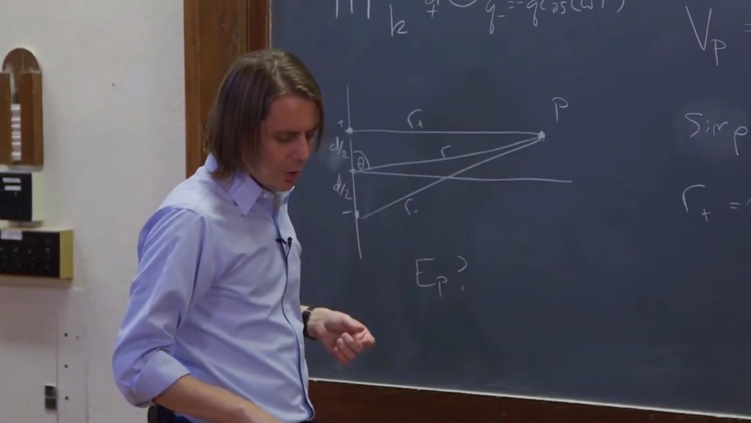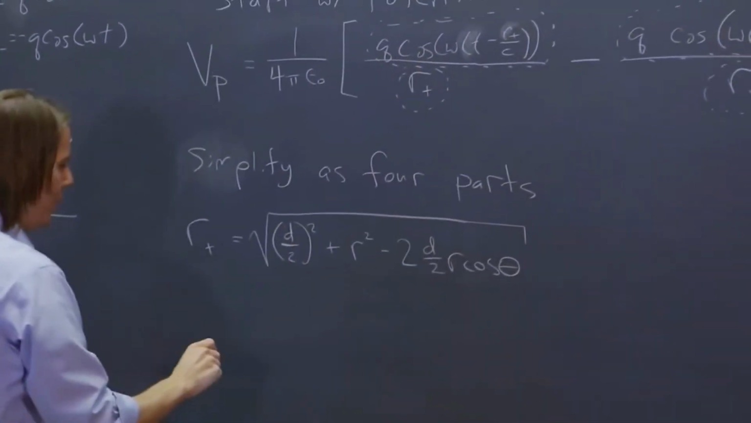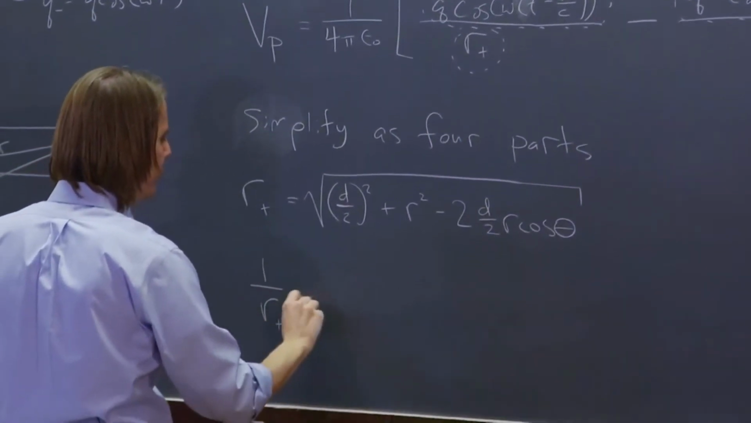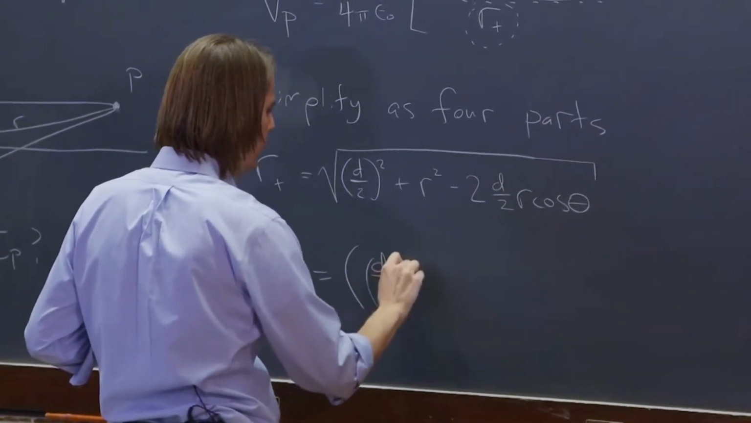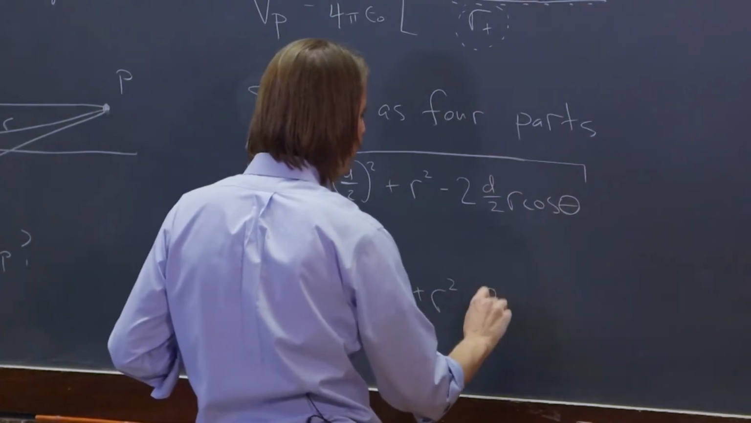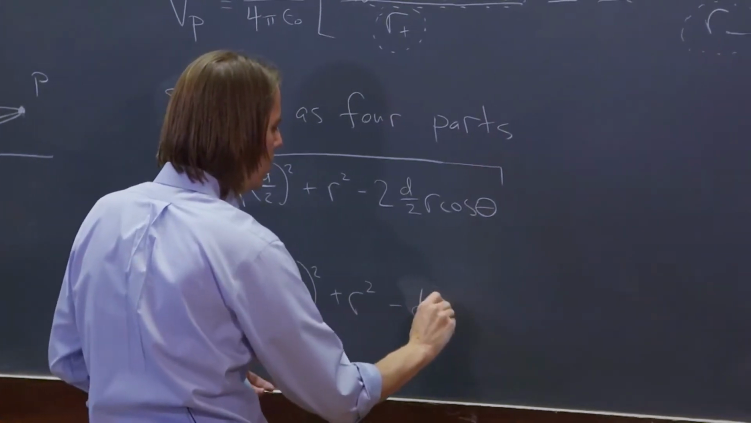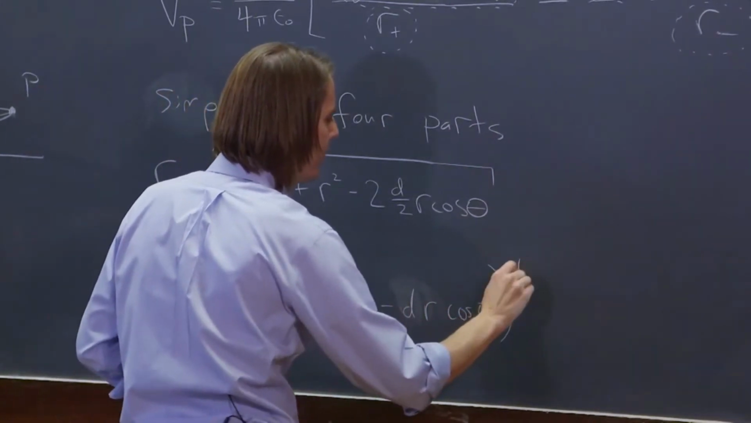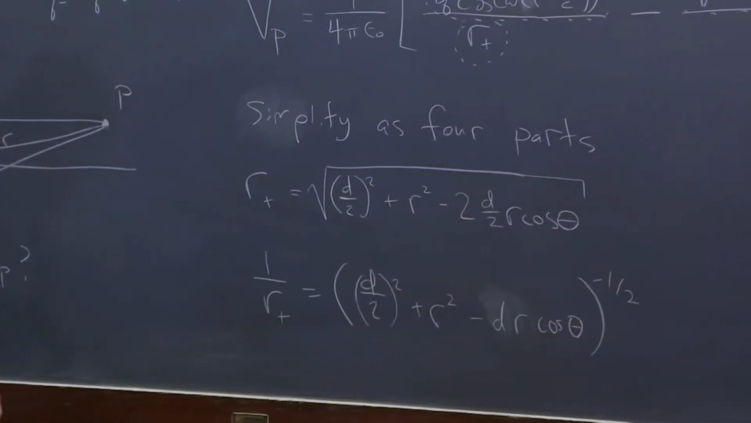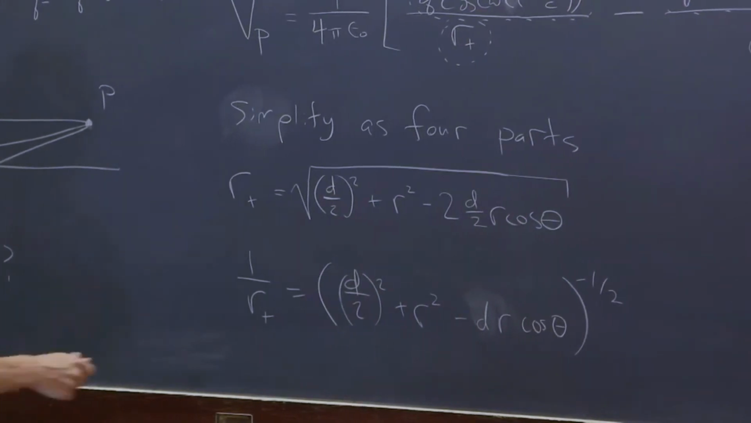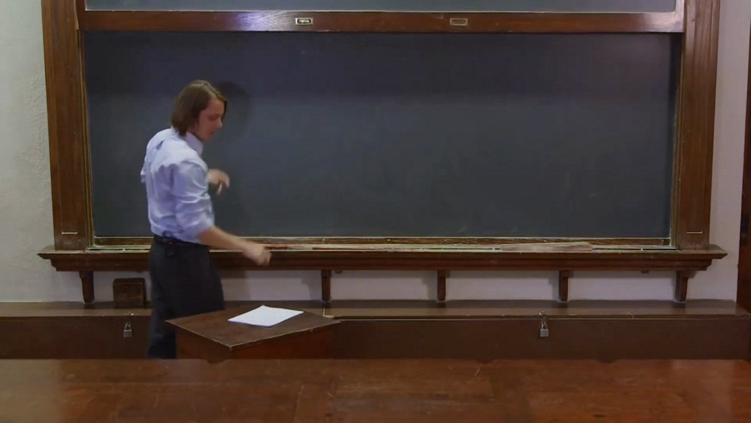And now we actually want 1 over r plus. Right? The one part we're looking for here is 1 over r plus. Well, okay, that's d over 2 squared plus r squared minus 2 d, I'm going to write dr cosine theta to the minus 1/2. So all we did is invert it and simplified that. Right? That's all we've done so far. Okay, let's keep going. So now we want to simplify this.